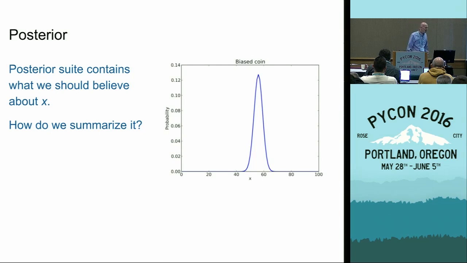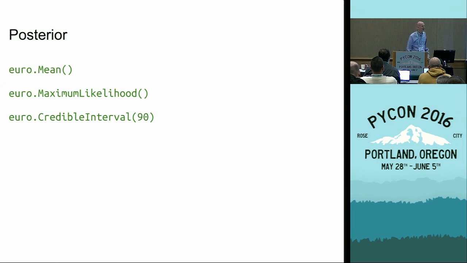Thank you. This is the posterior suite. It represents what we should believe about x, having seen the data. One way to present it is to just present that whole distribution. And often that is the best way to represent your knowledge because it's a complete description of everything you know. But it's also useful to summarize it. A couple of ways that you can do that.